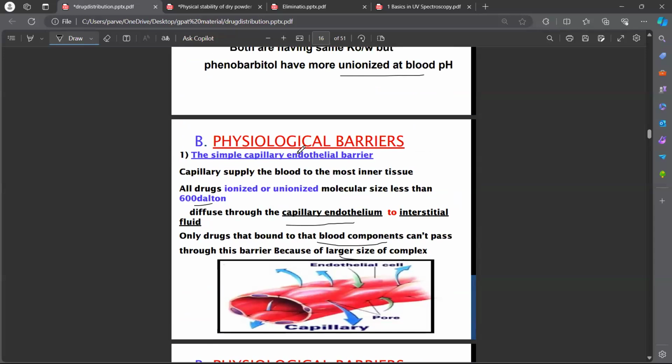So, guys, is the drug which is bound to the plasma protein metabolized or excreted? Is it prone to metabolism and excretion? Answer it, guys.